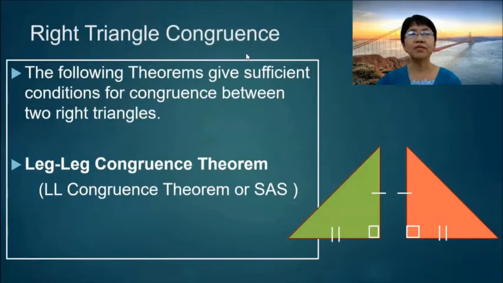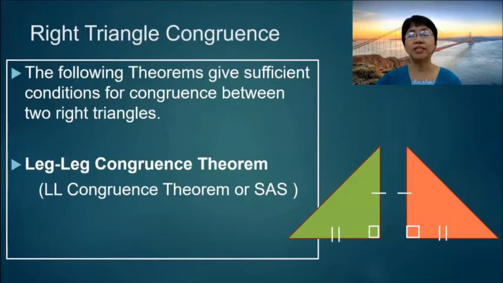Now let's focus on right triangle congruence. The following theorems give sufficient conditions for congruence between two right triangles. We have the leg-leg congruence theorem: if the two legs of one triangle are congruent respectively to the two legs of another triangle, then the two right triangles are congruent.